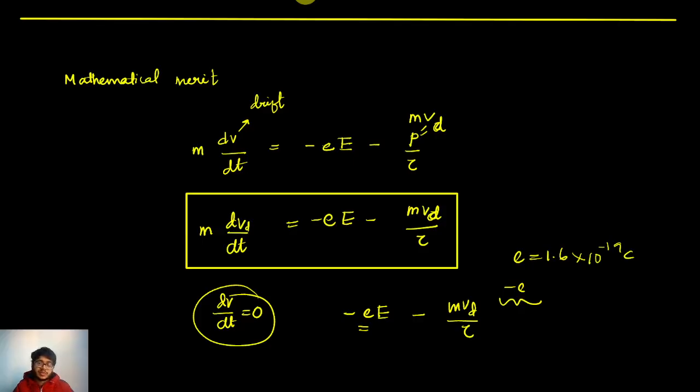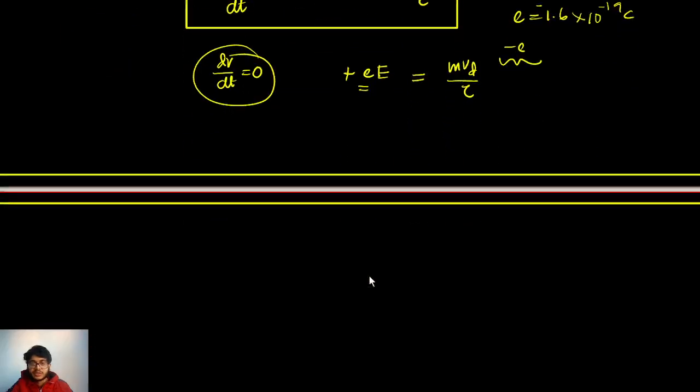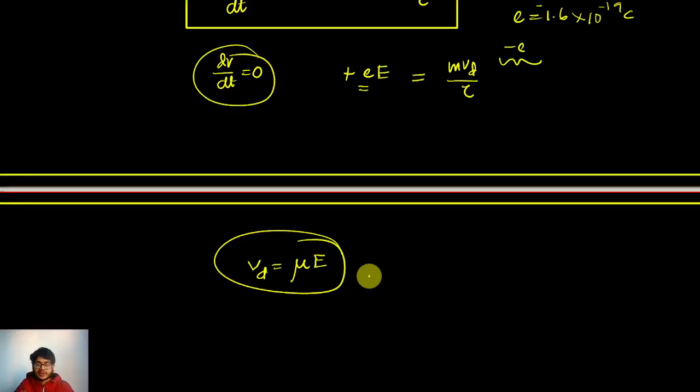So sometimes, in convention, this is called plus, because E already takes into account the minus sign. So sometimes you will see this equation, and that is what is generally written, v_d equals mu E, where E already contains the sign and everything, so you don't need to worry about it.